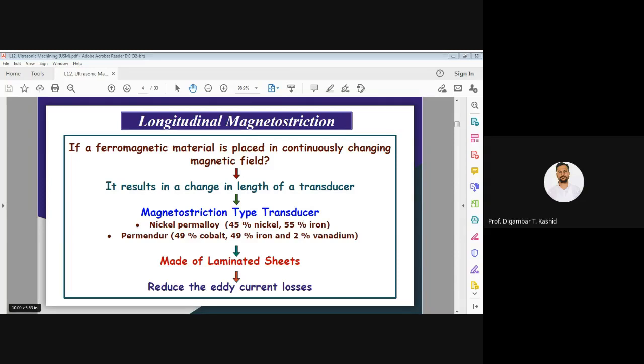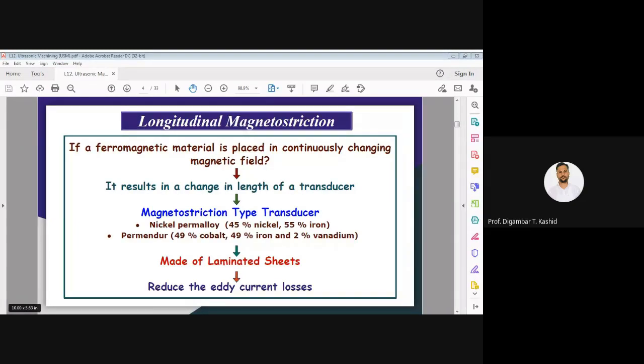They are normally made up of nickel permalloy, a metal with 45% nickel and 55% iron. This is the composition. Another material you can use is called permendur, with 49% cobalt, 49% iron and 2% vanadium. So the materials used for the magnetostrictive type transducer are two: nickel permalloy and permendur. This is just for your information; we should not go into detail, but as knowledge we should know it.